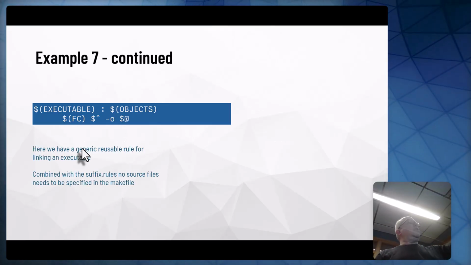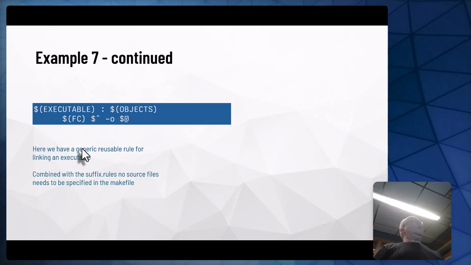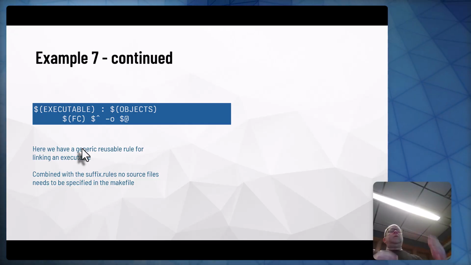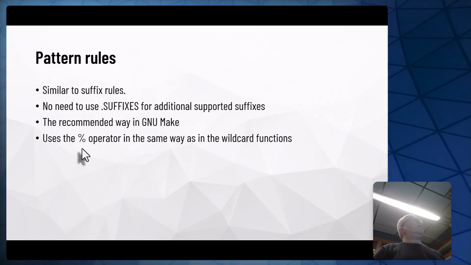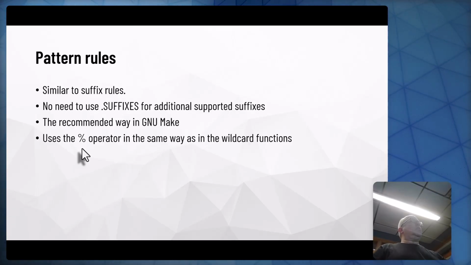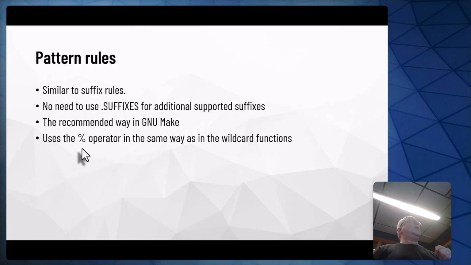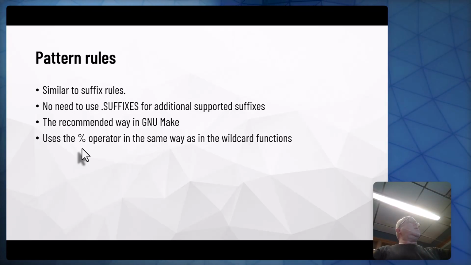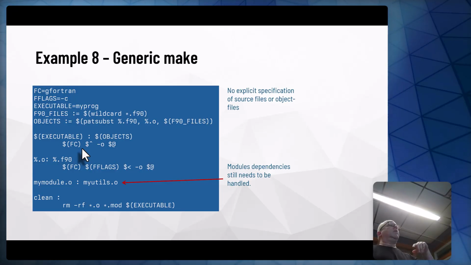Combining this with suffix rules, you get a really short makefile. Pattern rules are similar to suffix rules, and that is also the recommended way to use it in GNU make. It uses the % operator in the same way as the wildcard function.